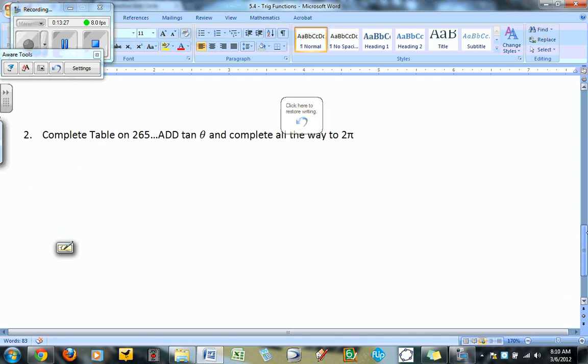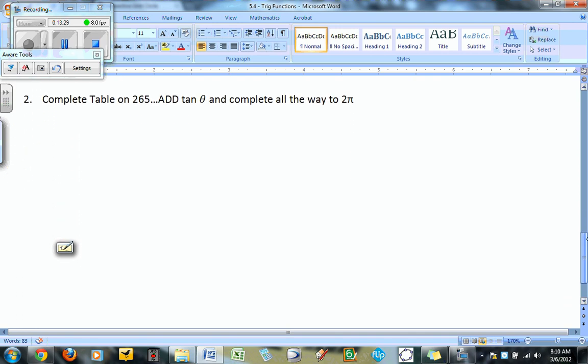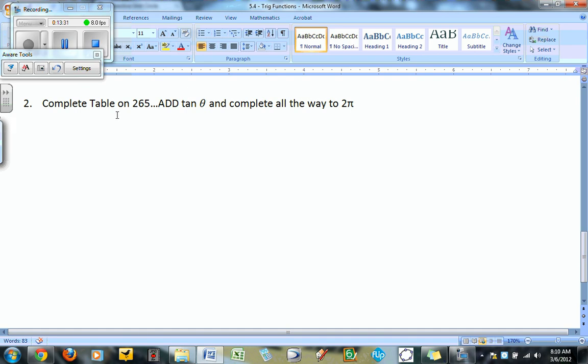And what I'm going to have you do in class is there's a table on page 265, and you're going to complete that, and you're going to add tangent of theta, and you're going to do that all the way to pi over 2. But you're going to do that in class.